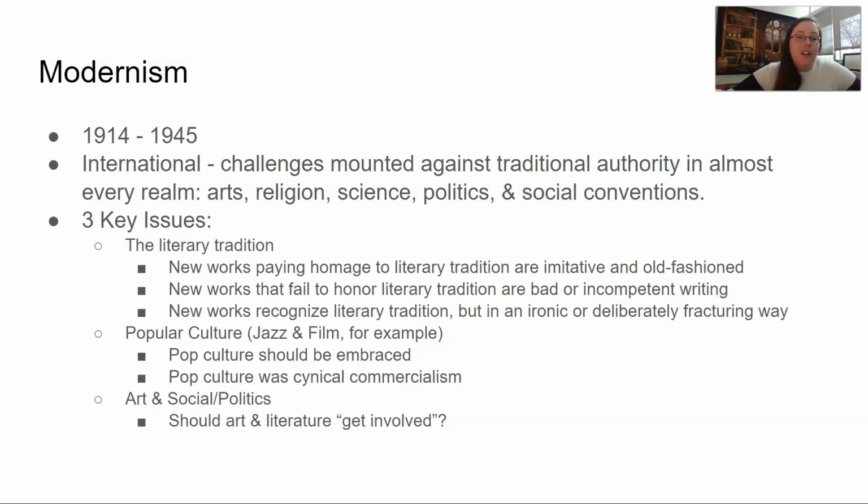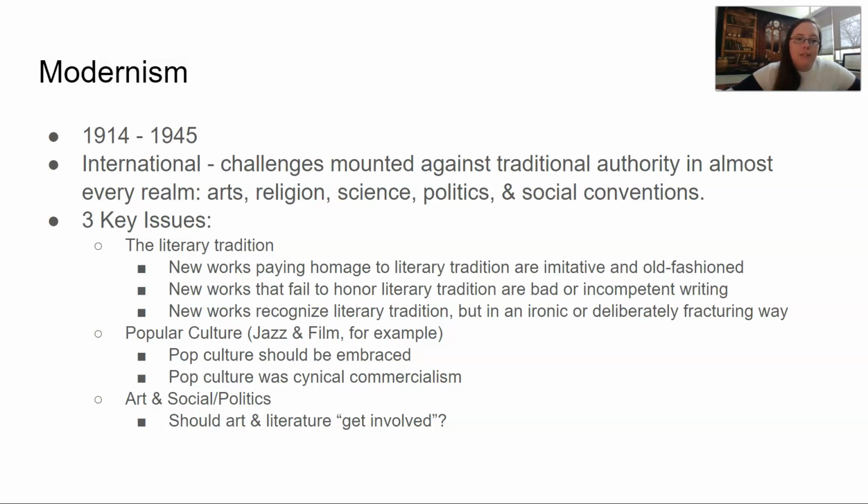Or should we recognize literary tradition but in an ironic or deliberately fracturing way, which means that we're going to bring up parts of literary tradition but not the whole. We're just going to give you glimpses and make you fill in the pieces in order to make you do the work or participate in the writing of the story. So you're going to see a lot of that in the texts that we're reading in this period.